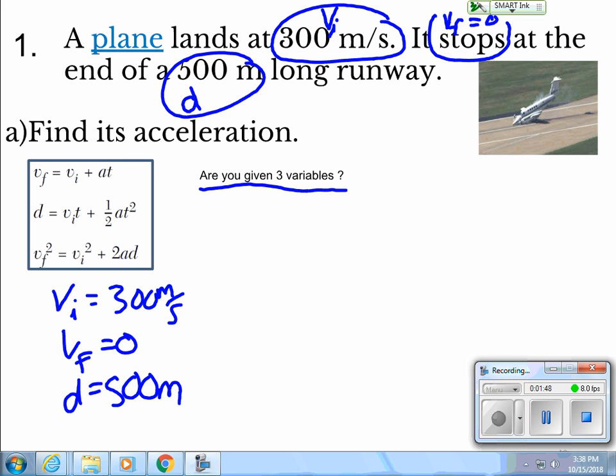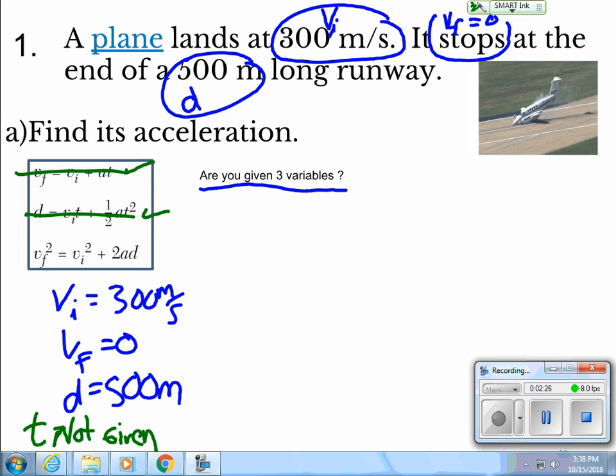Now I have some variables. What am I not given? I am not given time. So I'm going to write that time is not given. This tells me some really important information. Because time is not given, I look at my equations and cross out the ones that have time. This one has time and this one has time. Because I'm not given time, I can eliminate those 2 equations.